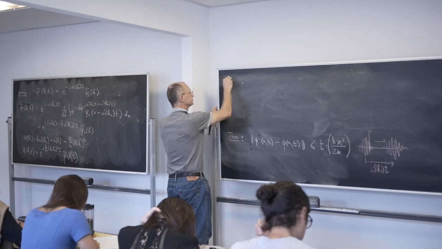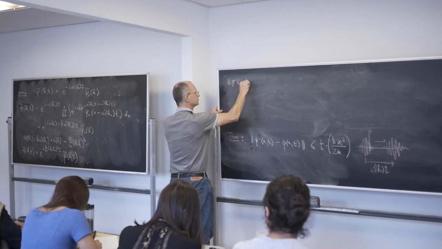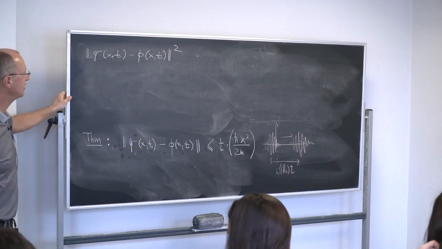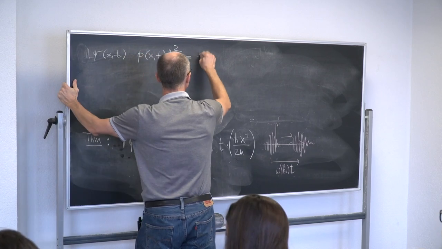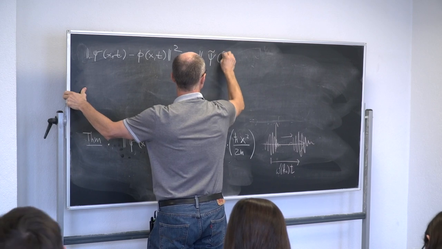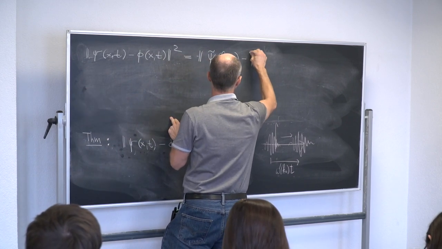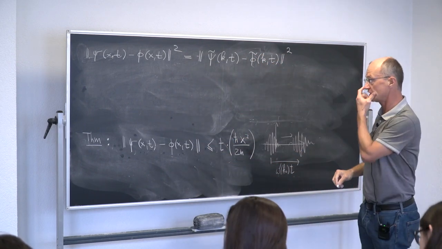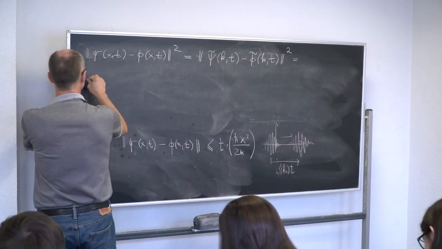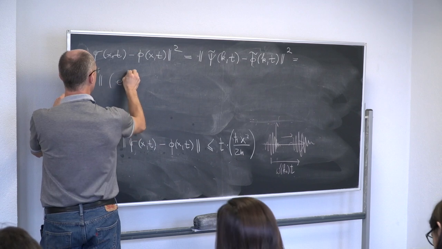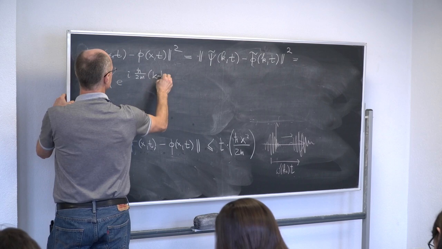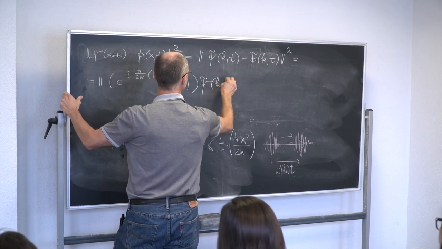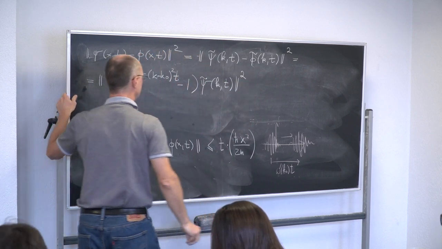Well, so finally, for the L2 estimate, let me take the square of the L2 norm. We can apply the Fourier transform, which is a unitary operator, so that's the same. And now we can rewrite it as the integral of exponential i h over 2m, k minus k naught squared t, minus 1, times psi tilde of k, t, squared.